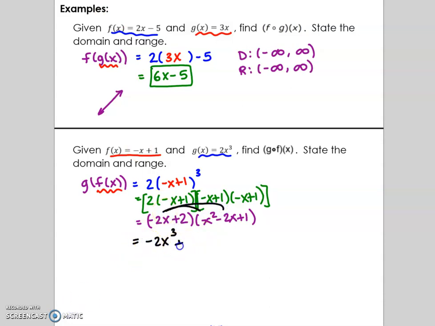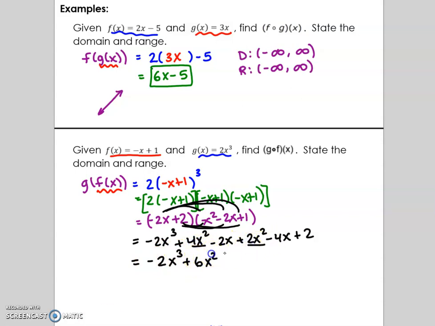This is going to give us positive 4x squared. This is going to give us a negative 2x. And then we get positive 2x squared, negative 4x, and positive 2. So when I combine like terms together, I'm going to have negative 2x cubed plus this will become 6x squared, and then this will become negative 6x and plus 2.